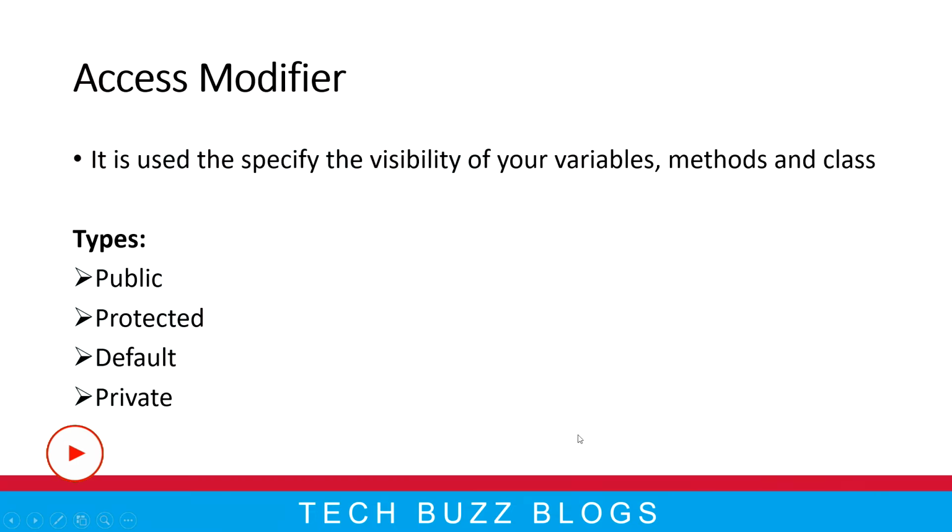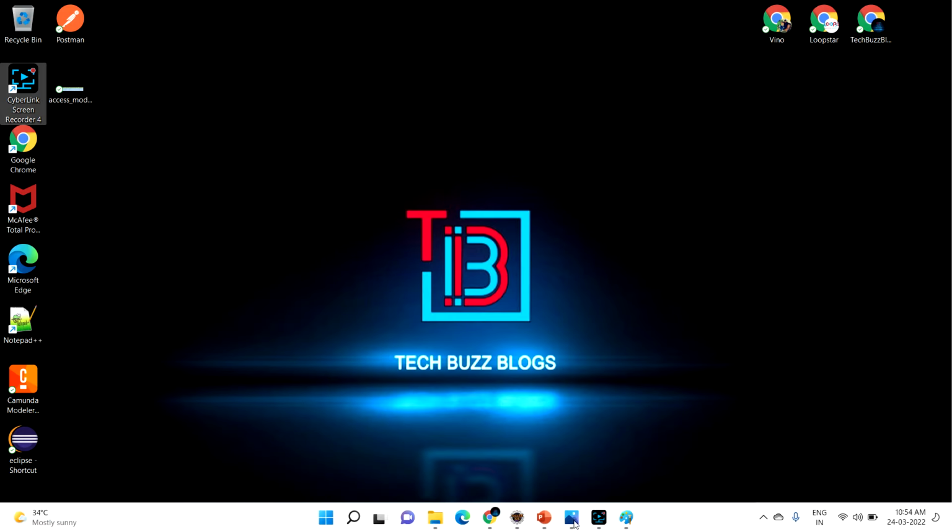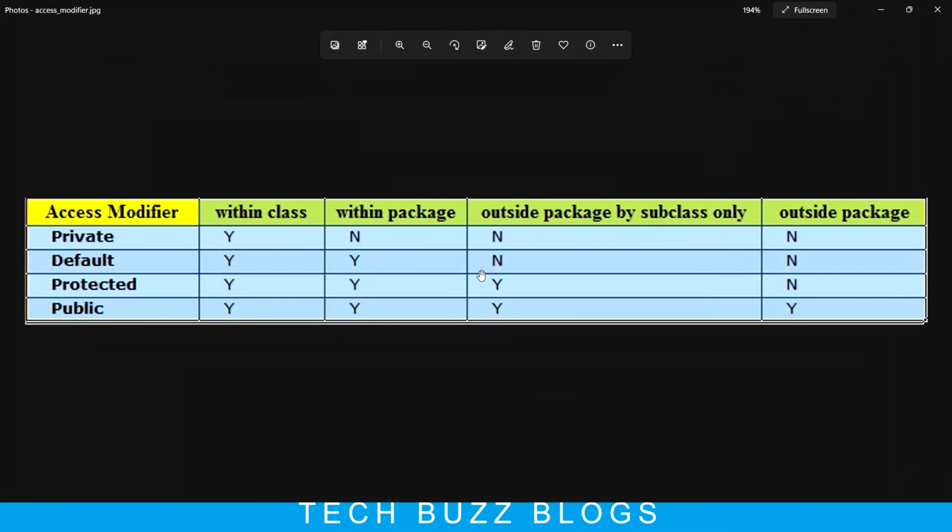Hope you understood. To decide that, we have a couple of keywords. You can see the keywords on the screen: public, protected, default and private. These all belong to the access modifier keywords. So what is the use of these keywords? Let me show you in a different view. I have just prepared this.